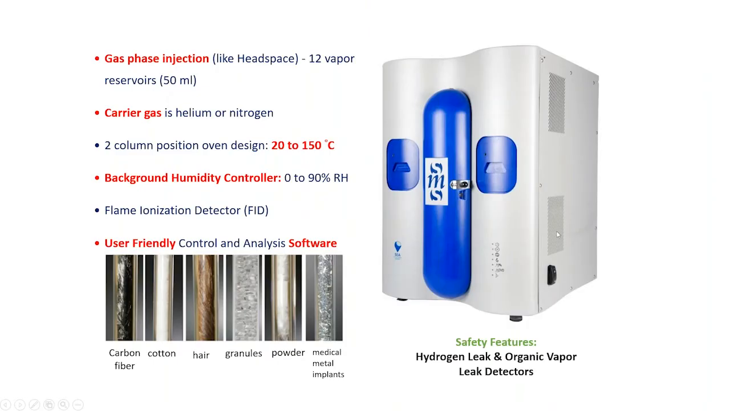So this is what an IGC surface energy analyzer looks like. You'll notice we have two vapor reservoir drawers either side of an oven in the middle.